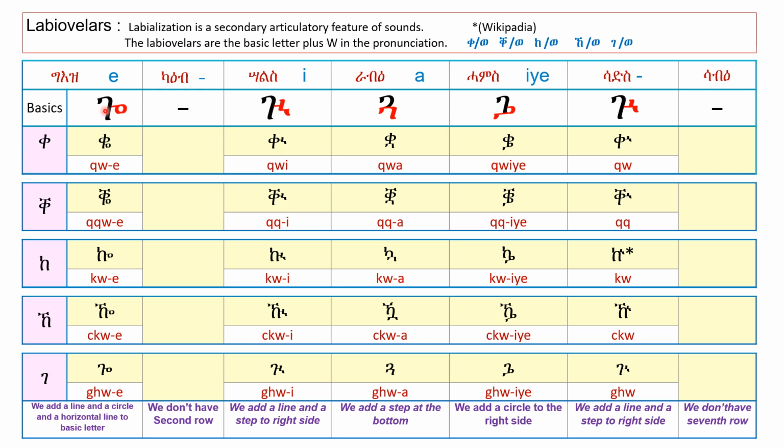Here we can see how we add the appendage to those letters. Here are marked with red, or here are explained in this row. Gue, gui, gua, gue, gue.